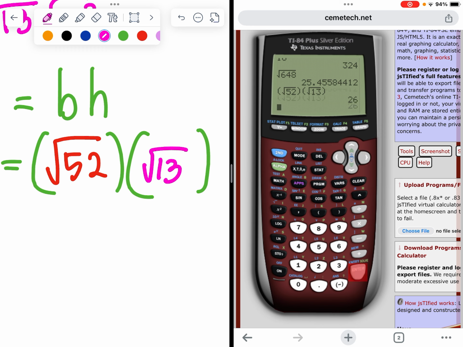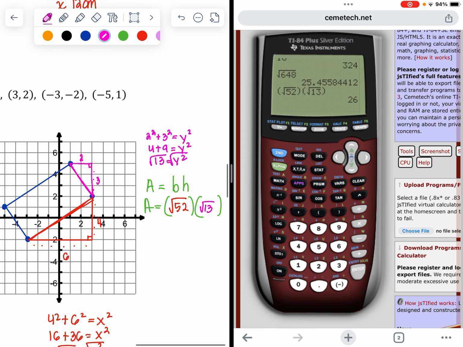Close parentheses. Hit enter. And it's 26. All right, so the answer is area equals 26 units squared. Sometimes we get a decimal. This time we didn't. But let me also explain why it's a nice answer.